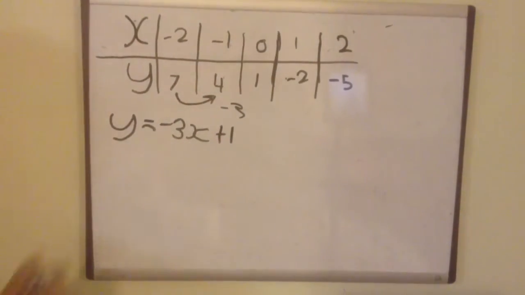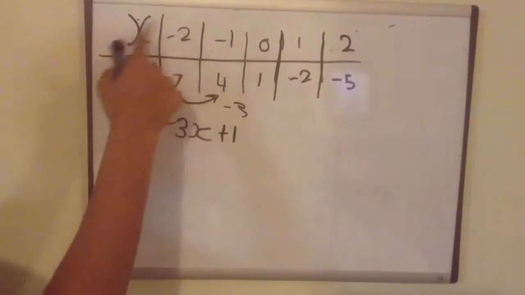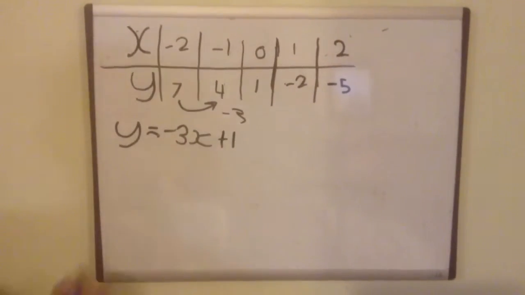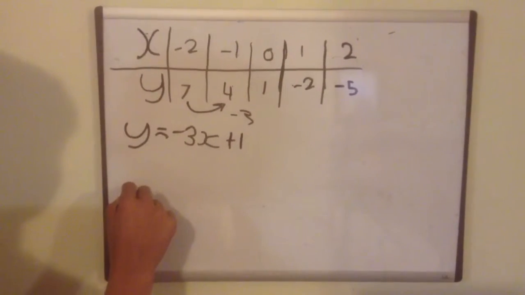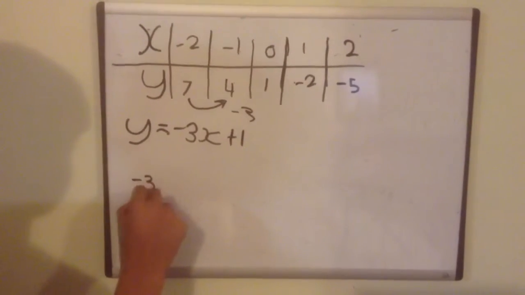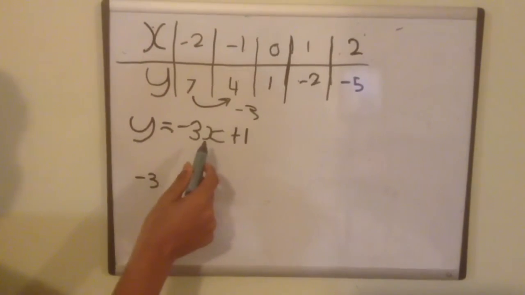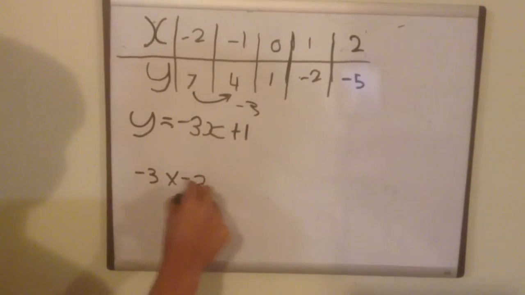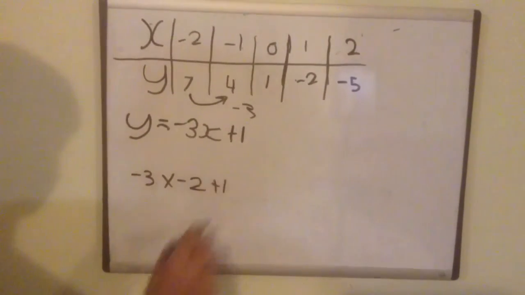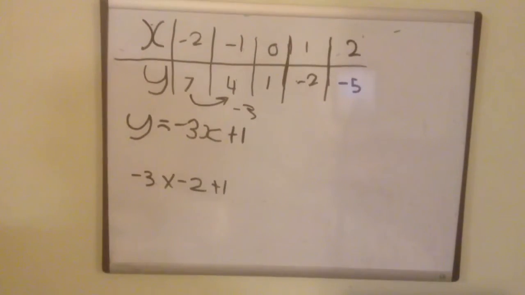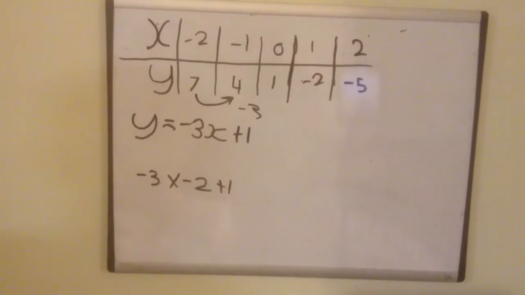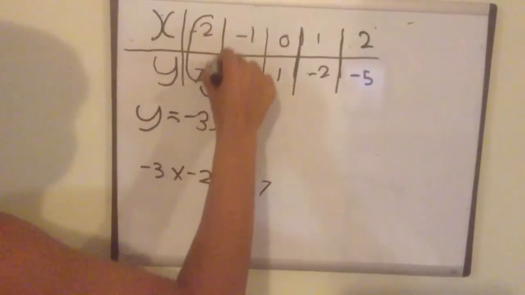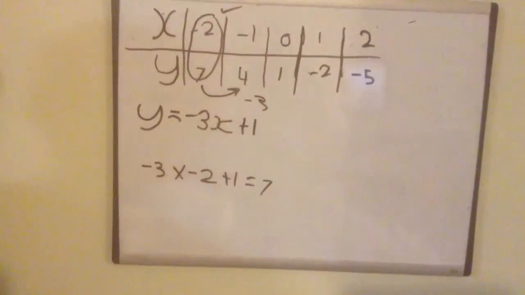Now we'll see if this linear equation satisfies two of these values to make sure it is 100% true. So we'll write it down as minus 3, but instead we'll substitute the x for minus 2, and then we'll write plus 1. So, minus 3 times minus 2 equals 6, plus 1 equals 7. So, we know that this pair is correct.